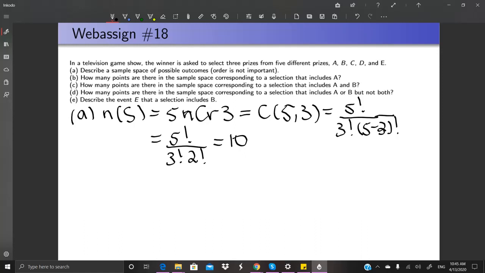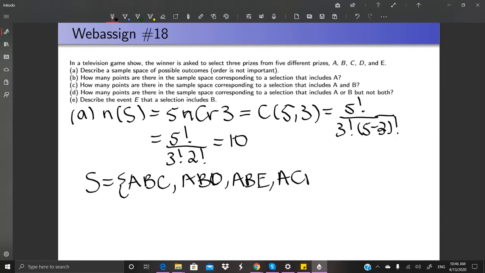We just have to figure out what they are. Remember, the order of choosing these prizes does not matter. So we can choose them in any order, but we have to make sure we're only choosing 3 at a time out of the 5 options. Here's our set S, and you can do this systematically, maybe starting with A. One option is you choose A, B, C. Another option is A, B, D. Next, A, B, E.